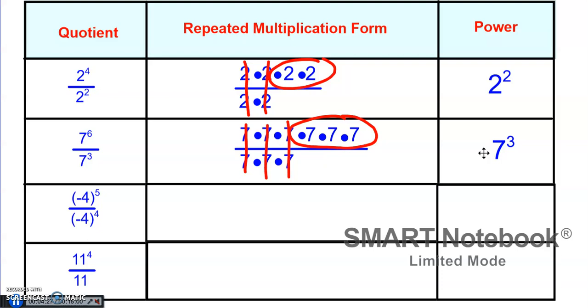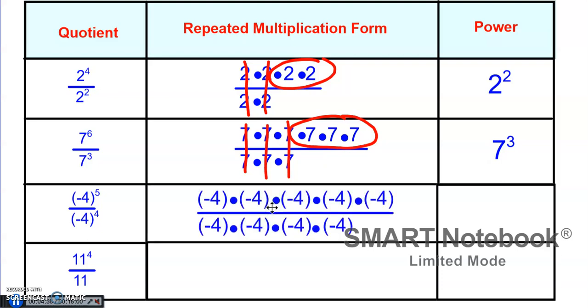Let's look at the third problem now. We have -4 raised to the 5th and -4 raised to the 4th. If I write it as repeated multiplication, you can see again, this set cancels, this set cancels, this set cancels, this set cancels. So how many am I left with? Well, just 1. So I have just -4.